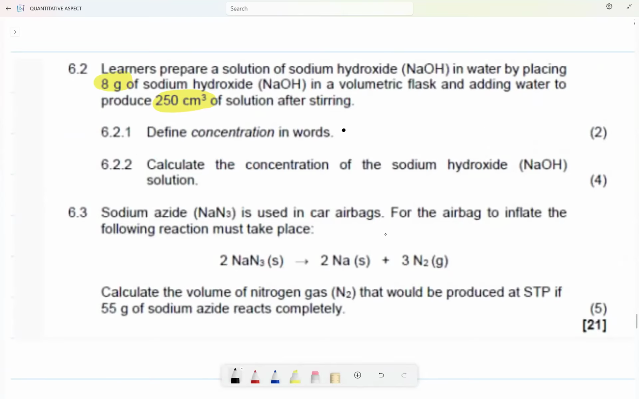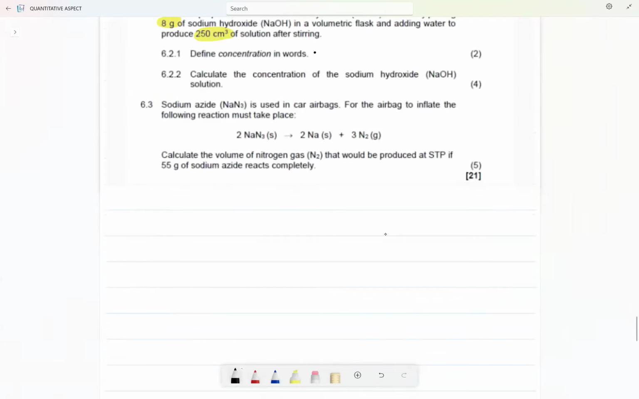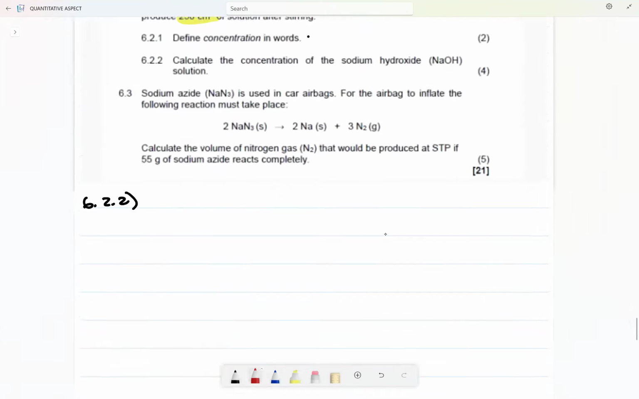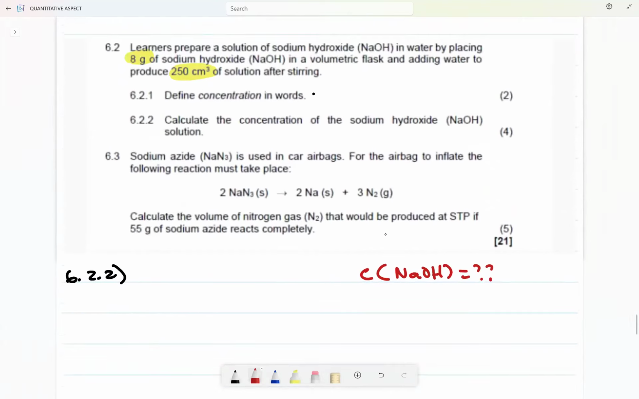Then calculate the concentration of sodium hydroxide. I need to collect my data. What do I have? Let's look at 6.2.2. It wants me to calculate the concentration of, let me use a different color, sodium hydroxide. Question mark, I want to calculate that. What information do I know? I have what?